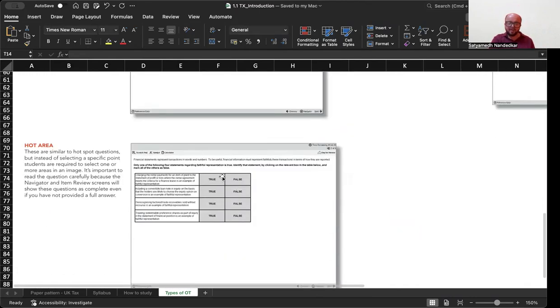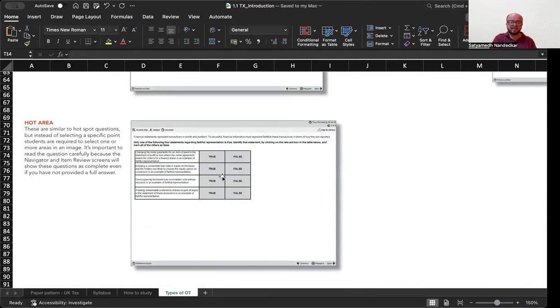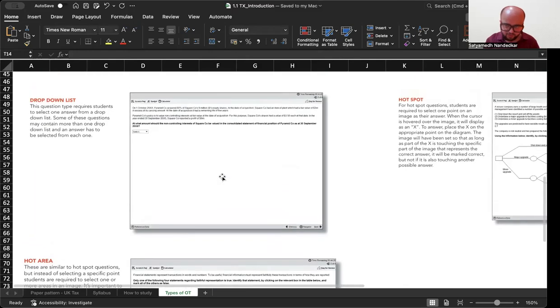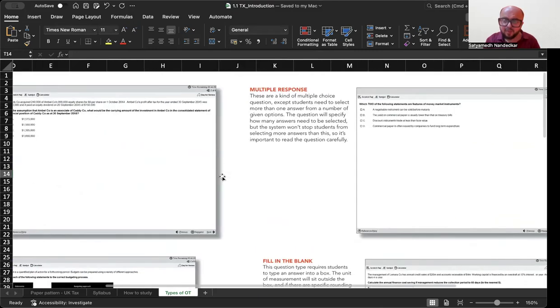Now, in this hot area type question, understand that say they have given you four options and you pick up three correct and one incorrect. You will get marks for the three correct options that you have chosen. But a multiple response question is where there are four alternatives given to you and you have to pick up two correct answers. Now, in this type of question, out of four options given to you, you have to pick up two.